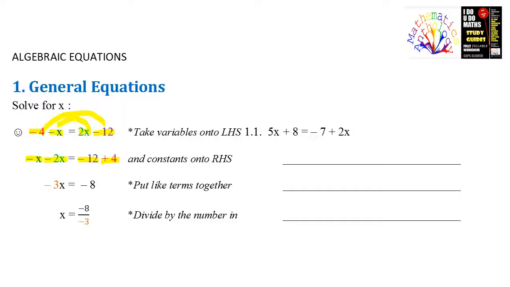So now just do what it says. -x minus 2x is -3x. And -12 plus 4 is -8. So if -3x is equal to -8, I need x only, so I need to divide by -3. So x will be -8 divided by -3, which is 8/3. And you can simplify that to a mixed number if you like.